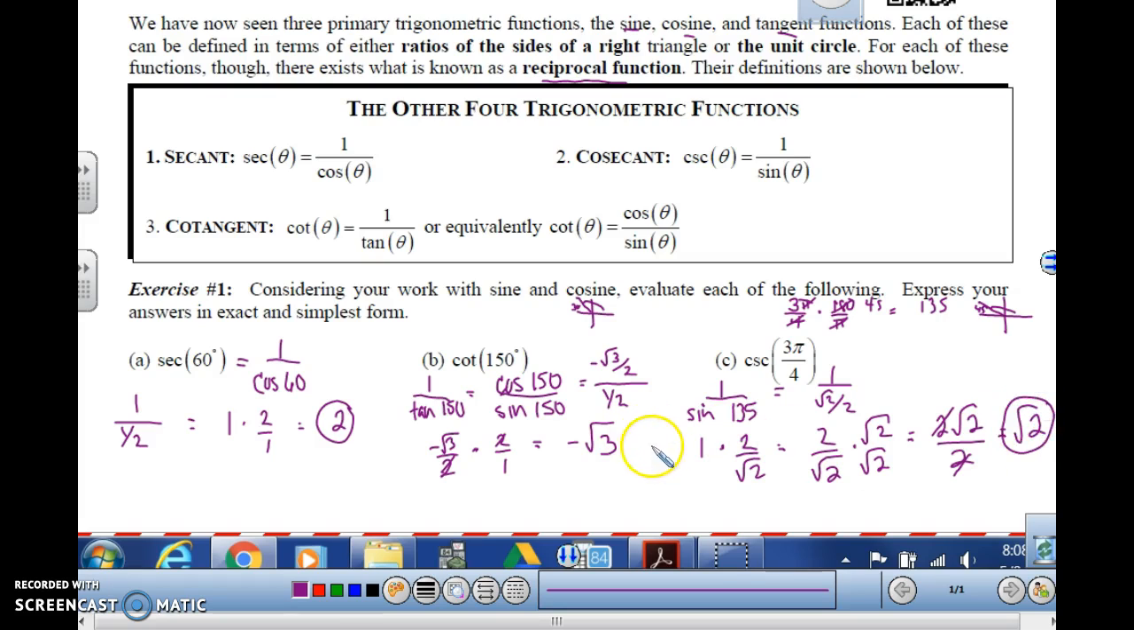So there we go. All you have to do is the same thing we've been doing, except you have to do its reciprocal. You have to do 1 over.